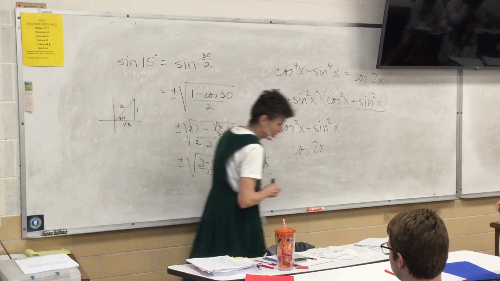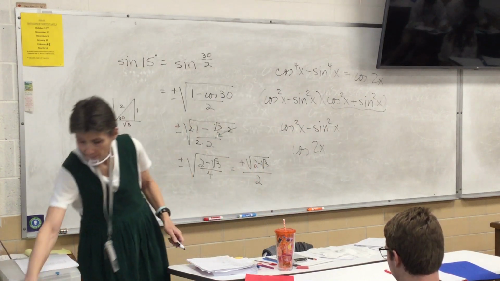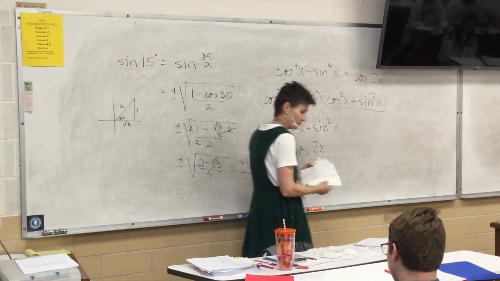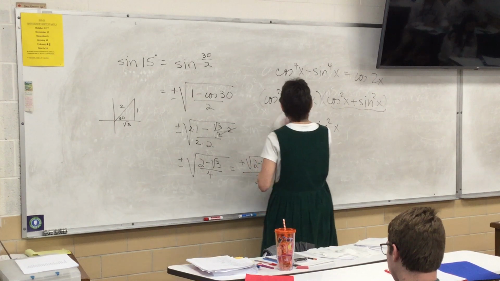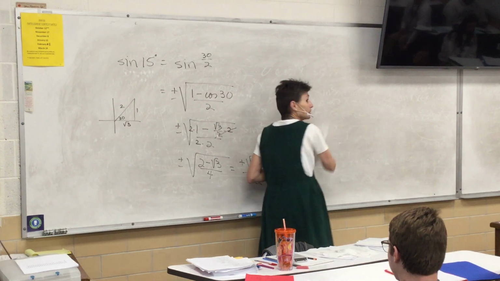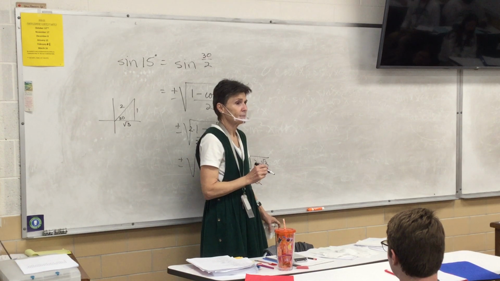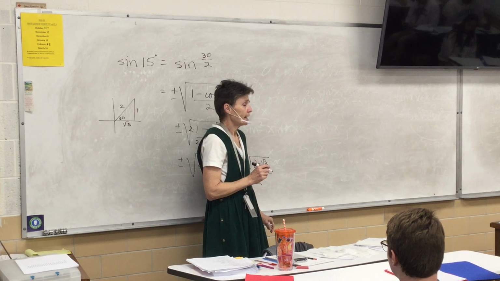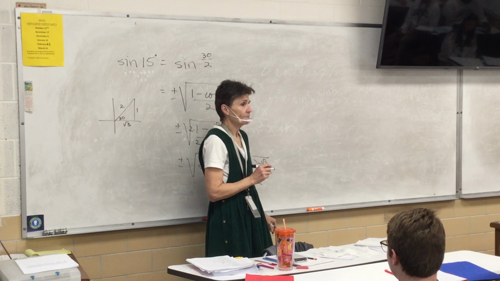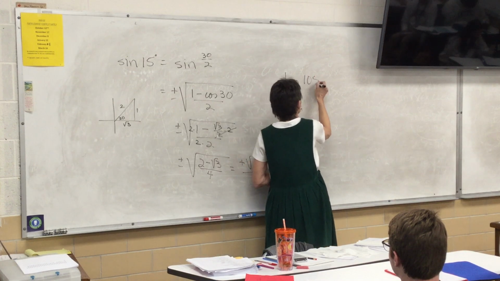Alright, let's try another one. Tangent 7 pi over 12. Kind of ashamed to admit it, but I work better in degrees. I shouldn't, but I do. What's 7 pi over 12? What's 180 divided by 12? 15. And 7 15s is 105. So I'm finding the tangent of 105.